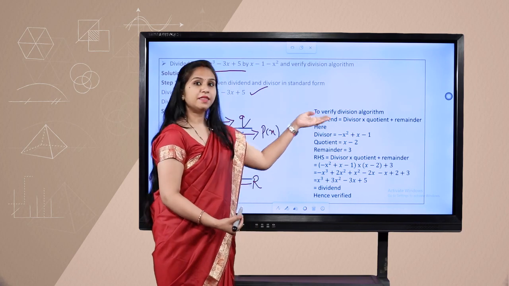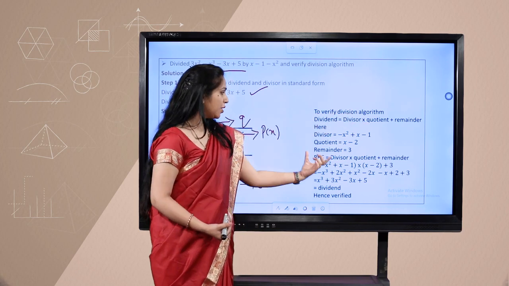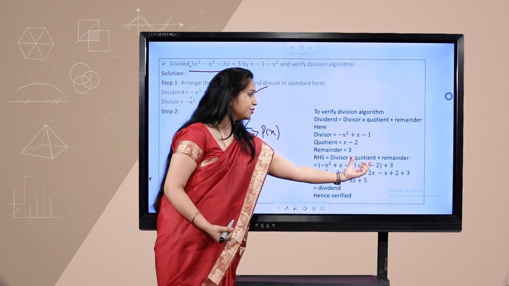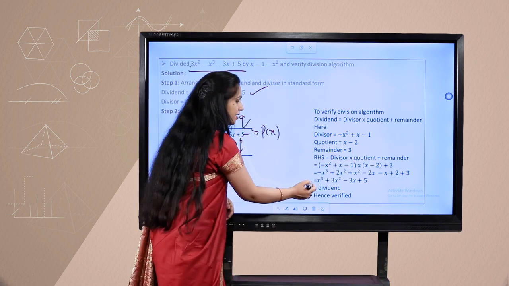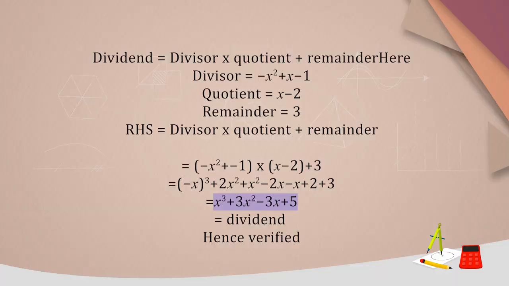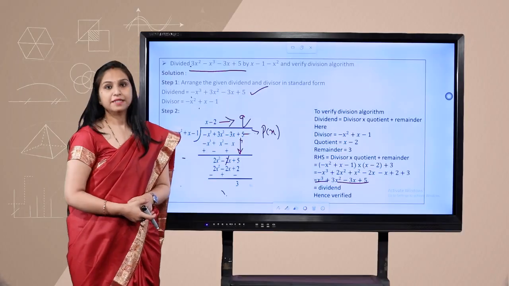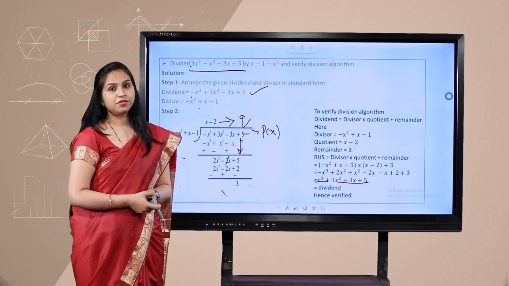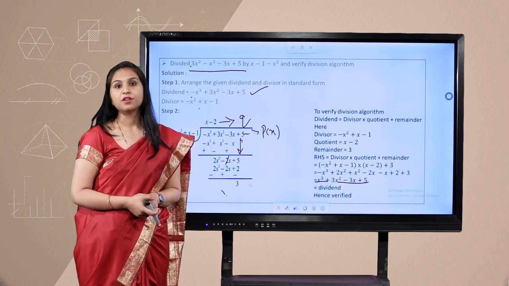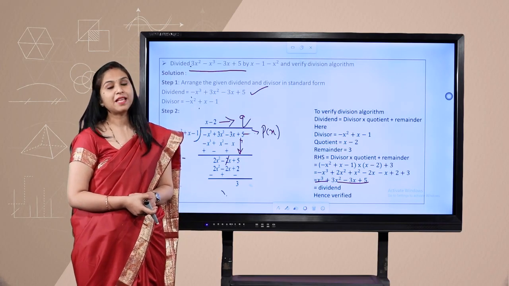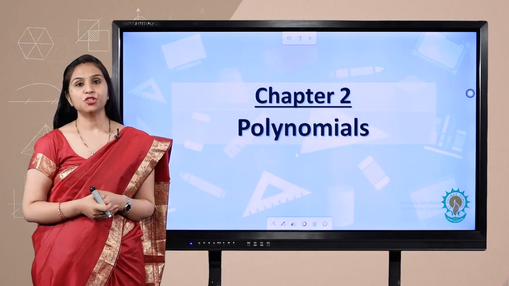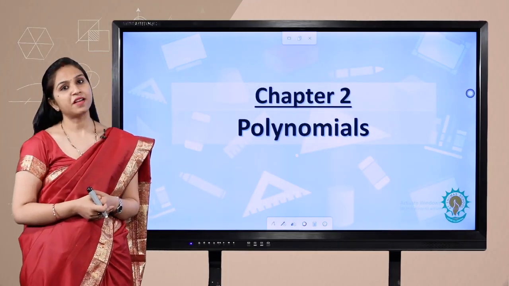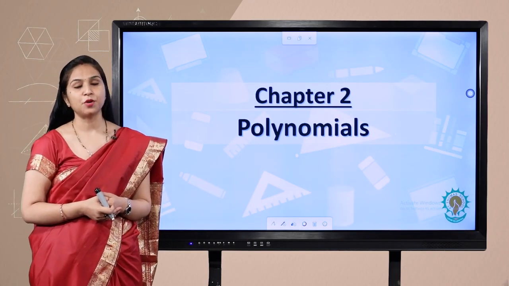So put the things in this equation. You will see on multiplying divisor and quotient and adding remainder to it, what you will get? You will get x cube plus 3x square minus 3x plus 5, which is equal to your dividend. So in this way, children, you can verify your division algorithm by performing actual division on polynomials. So with the discussion of division algorithm, we have successfully completed our chapter polynomial.